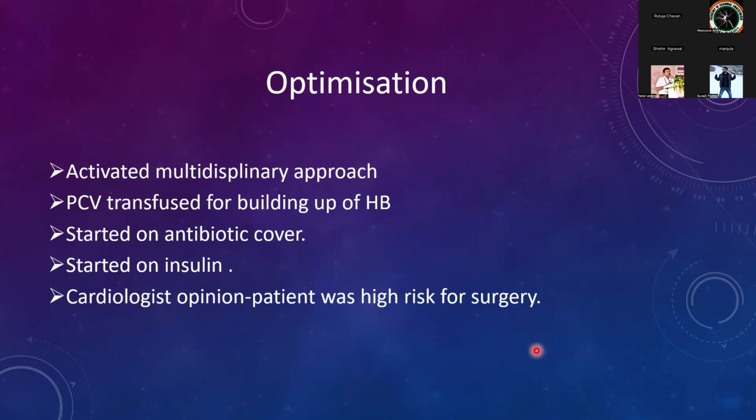For optimization, we had activated a multidisciplinary approach. The patient was in ICU. PCV was transfused to build up the hemoglobin. We started him on antibiotic cover, insulin treatment to bring down the sugars, and took a cardiologist opinion. The patient was taken up under high risk consent.